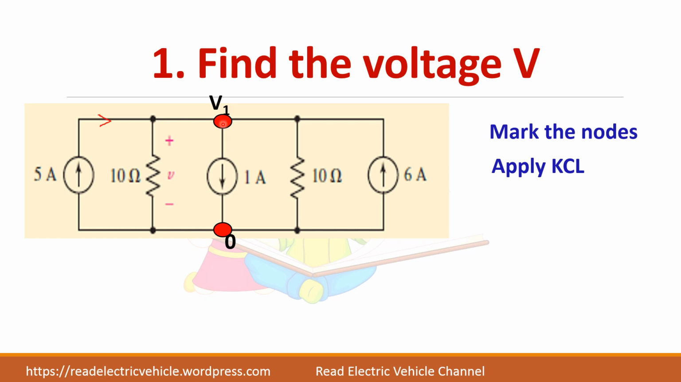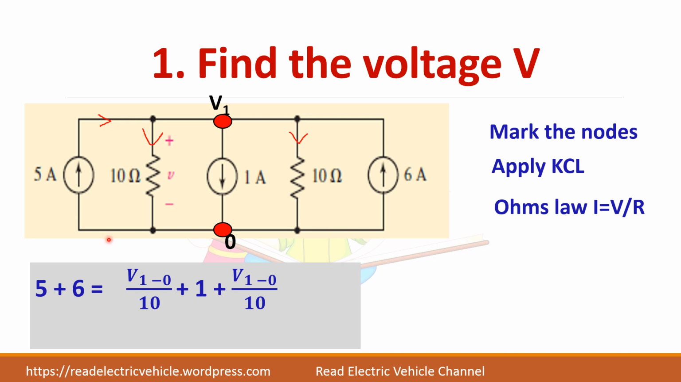Now we will apply Kirchhoff's current law. So you mark the current directions. First, 5 amps is entering the node. For the 10 ohm resistor, I am assuming it is leaving the node. 1 amp is leaving the node, and this 10 ohm current is leaving the node, and in this, 6 amps current is entering the node.